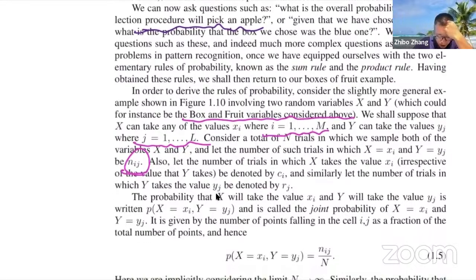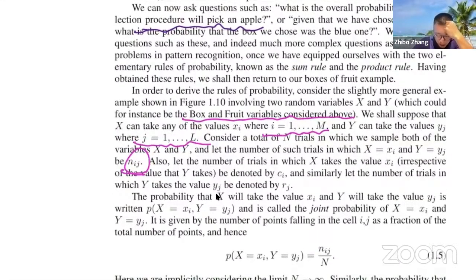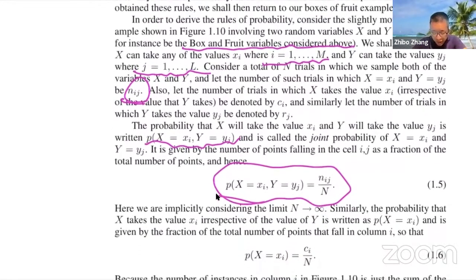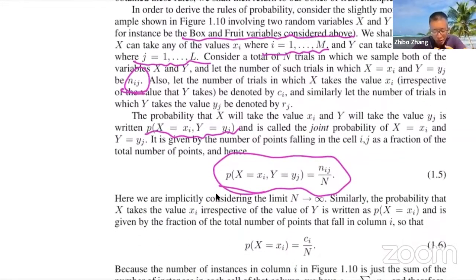The probability that x will take the value xi and y will take the value yj is written as P(X = xi, Y = yj). It's called the joint probability of x equals xi and y equals yj. It is given by the total number of points falling in the cell ij as a fraction of the total number of points. So what is N here? N is basically all of the possibilities, right?